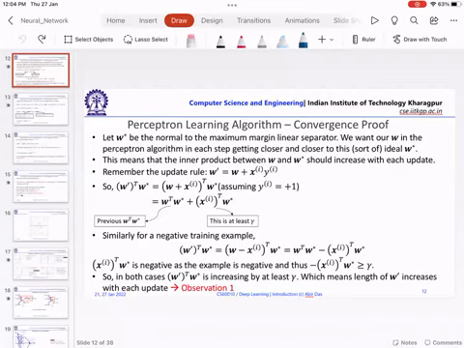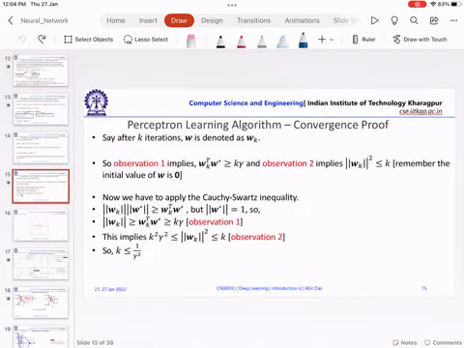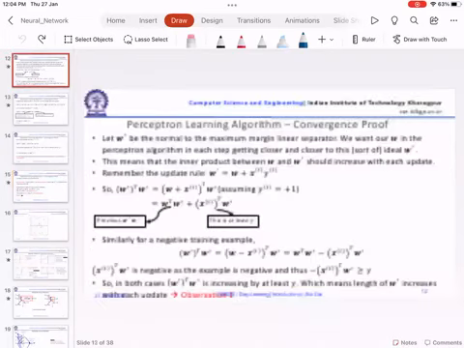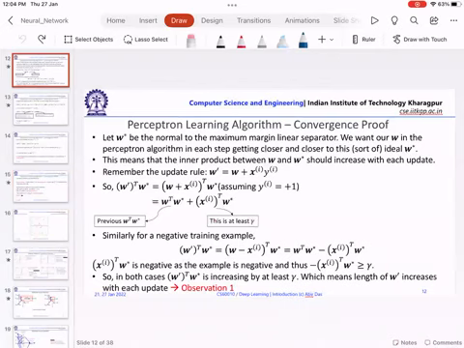So we left at a very crucial juncture, I would say, last class. It was just one more slide that we needed to cover to complete the proof of convergence for the perceptron algorithm. I deliberately did not go into that because there are some things that we need to discuss in depth in that slide. So let us come to that.